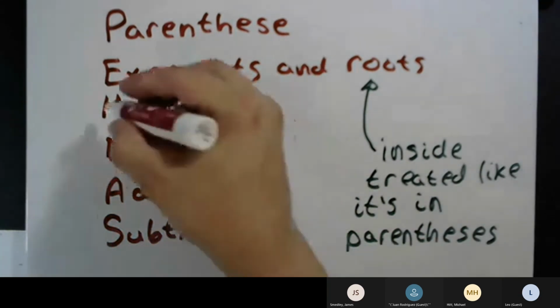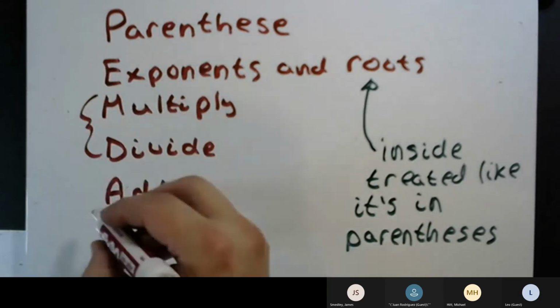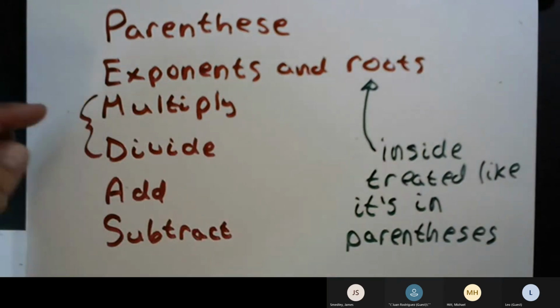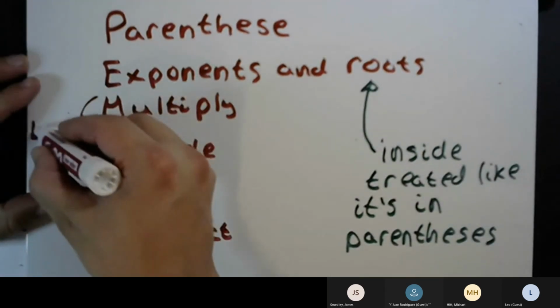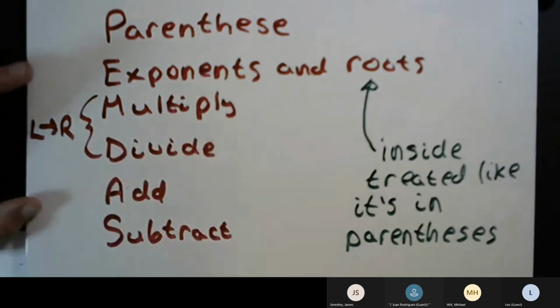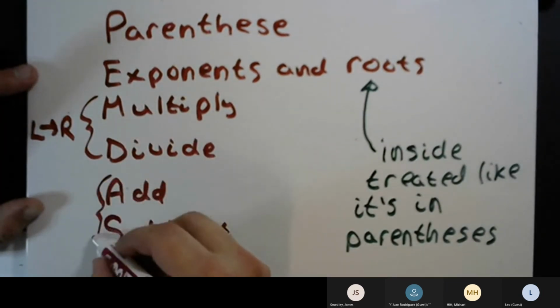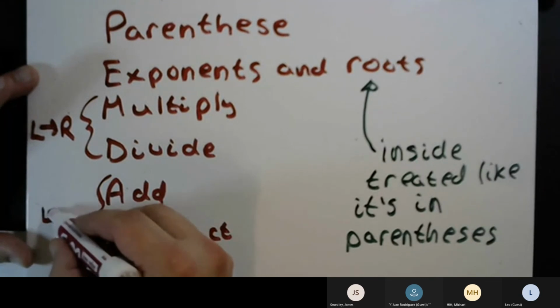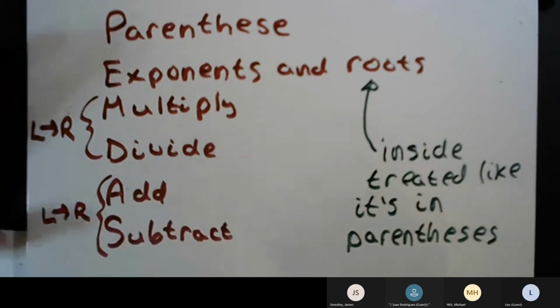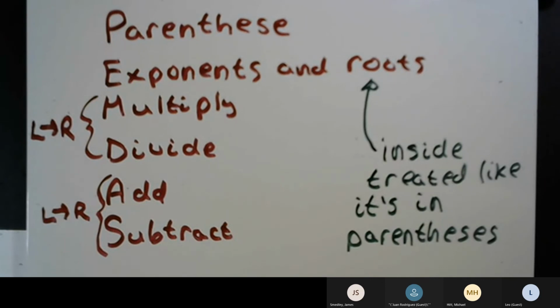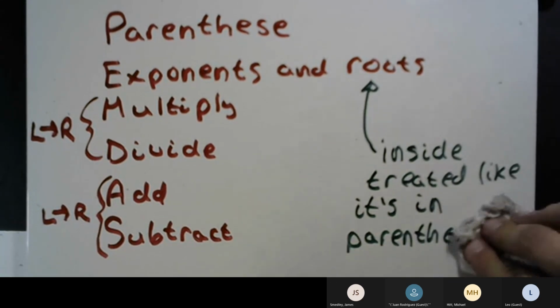Now the thing to mention, though, is that with multiply and divide, these are actually treated as equals, and we always do those left to right. And the same with adding and subtracting, we do those left to right. So any questions before we do some examples? All right.